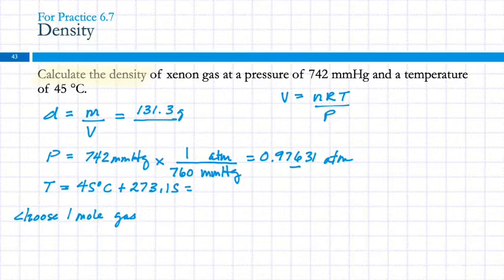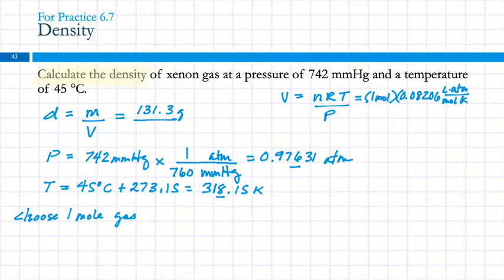So 45 plus 273.15, 318.15 is the temperature in Kelvin. And that's going to have uncertainty in the ones place. So my temperature went from 2 sig figs to 3 sig figs. That happens. I'm going to plug things in. I picked 1 mole, and R is 0.08206 liter atmospheres per mole Kelvin.